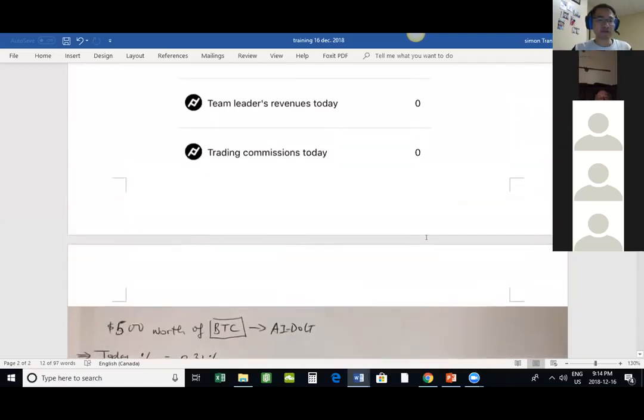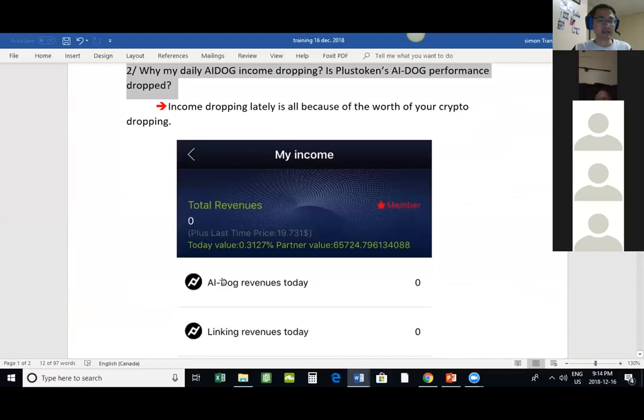Where do you find the performance that day? You go to My Income and you will see today's value, 0.3127% right now. This is the performance today. So tonight, between 1 and 2 o'clock, you will get paid 0.3127% multiplied by whatever you are holding in your AI dog, on all the AI dogs you're holding, if you're holding more than one.